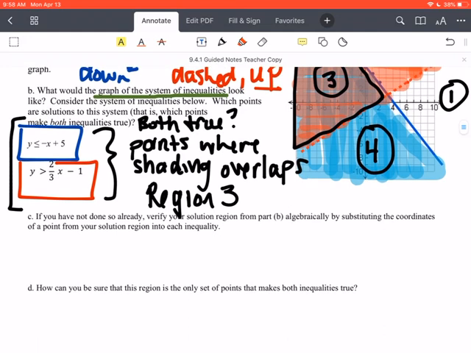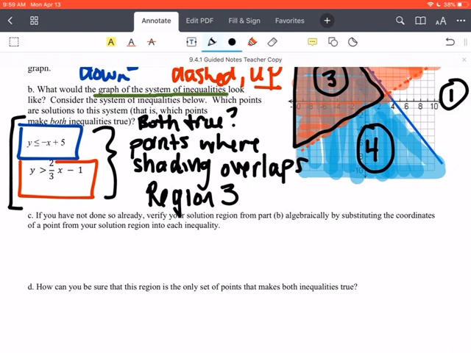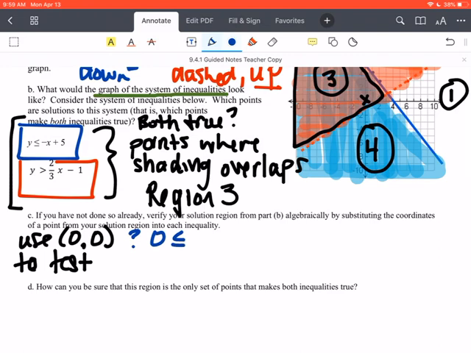It better make each inequality true, not just one or the other. Well, luckily, the writers of this problem made our life nice for this first one, because you can see that 0, 0 is actually a point in region 3. So we are going to use 0, 0 because it's in our double shaded region to test. So with our first inequality, I'll keep color coding with the blue. We're going to ask, is 0 less than or equal to negative 0 plus 5? Well, is 0 less than or equal to 5? Yes.